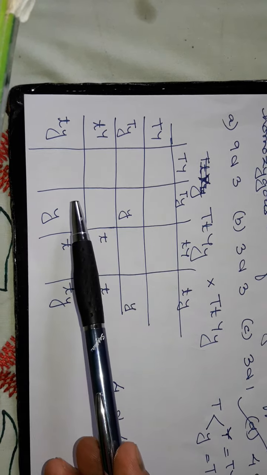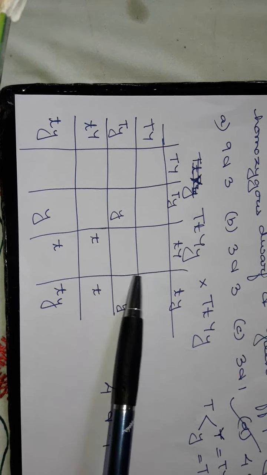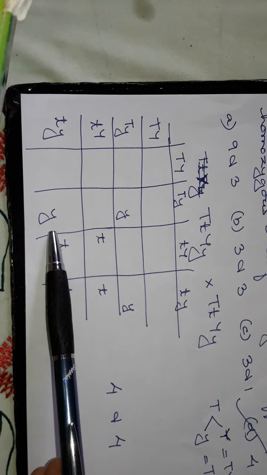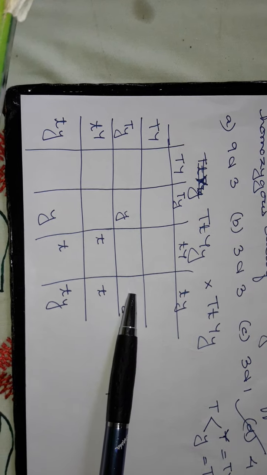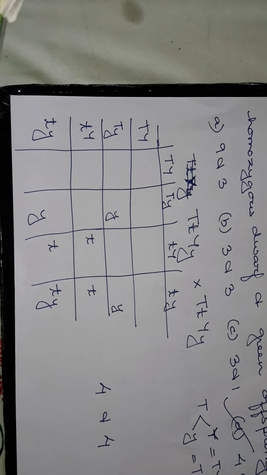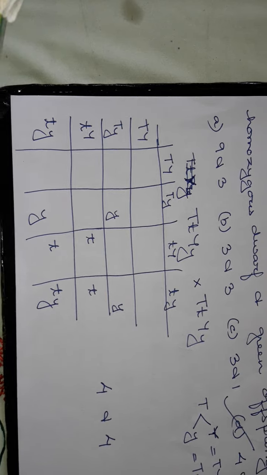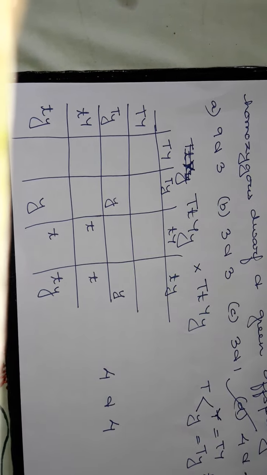Again, for green to appear, see here, this is a green, this will be green, small y, this is green, this is green. That means 4 and 4. Got it? 4 green and 4 homozygous dwarf offsprings will be produced. Got it? So this way we have to find out the number of offsprings.